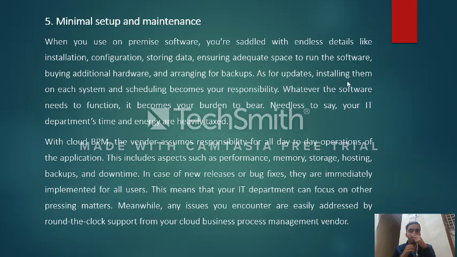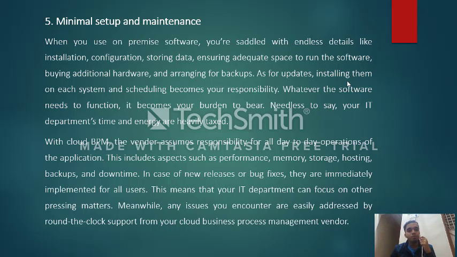Number 5 is minimal setup and maintenance. When you use on-premise software, you are saddled with endless details like installation, configuration, storing data, ensuring adequate space to run the software, buying additional hardware, and arranging for backups. As for updates, installing them on each system and scheduling becomes your responsibility. That means the responsibility of the person who is in charge of the database and the local host system. Whatever the software needs to function, it becomes your burden to bear. Needless to say, your IT department's time and energy are heavily taxed.